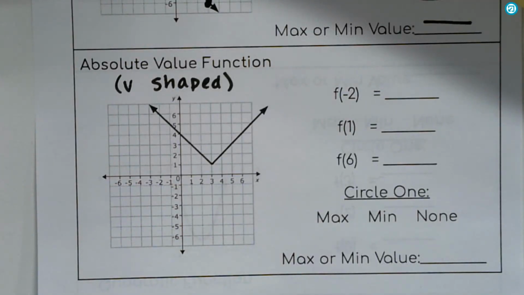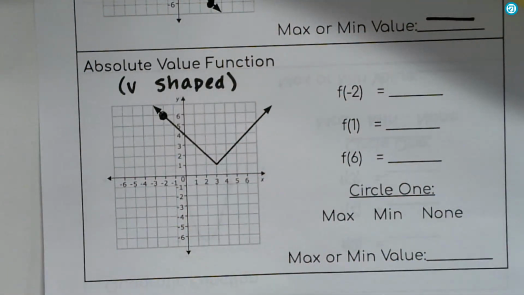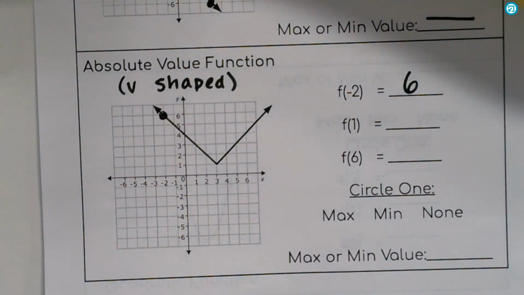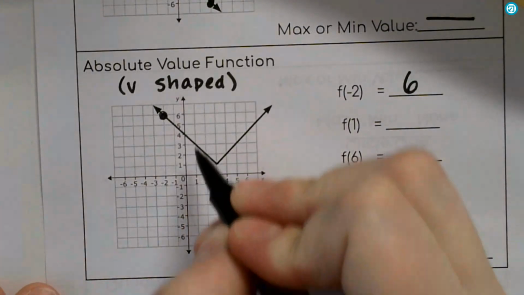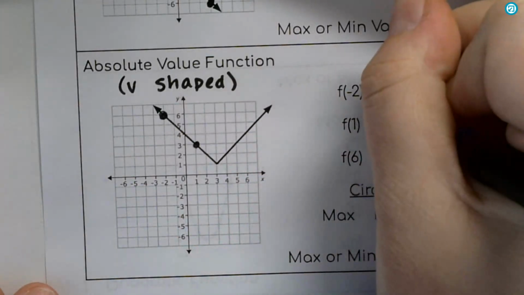Okay, f of negative 2. We are going to go on our x-axis to negative 2. Go up to our graph. What is my corresponding y value there? 6. Yep. So f of negative 2 is 6. Okay, next one, f of 1. So I go on my x-axis to 1. What is my corresponding y value there? 3. Awesome.